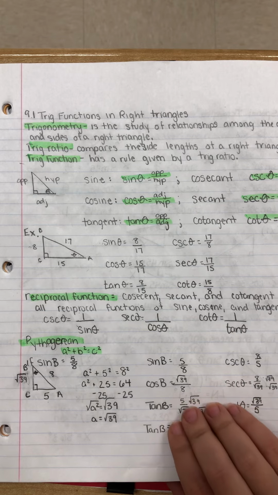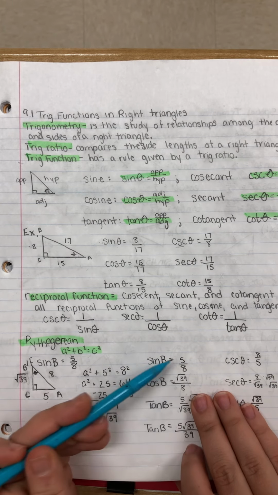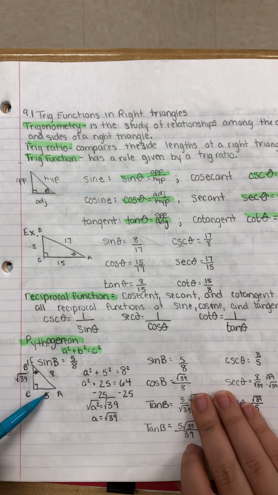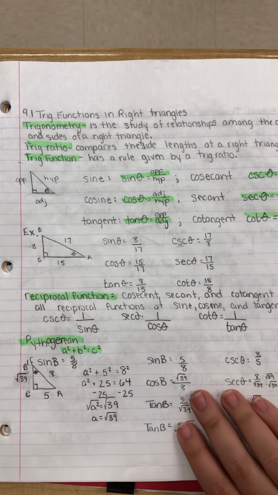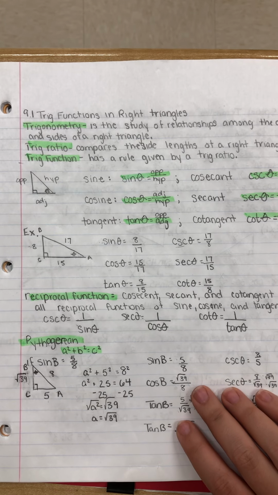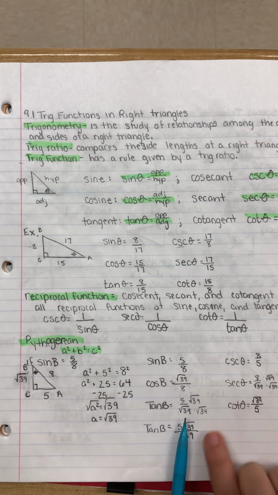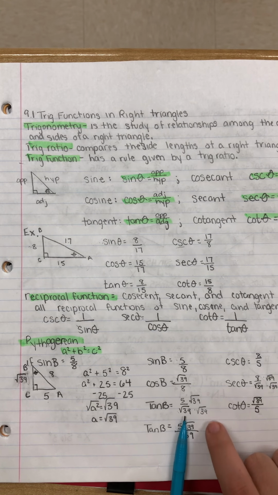Tangent of b is the opposite, which is 5 over square root of 39. Now that's all nice and all, but one rule we have to remember is that radicals can never be on the bottom, right? It's not allowed to be in the denominator. No variables in the denominator, no radicals in the denominator. Those are our 2 main rules. So to do that, we multiply the top and the bottom by the square root of 39.